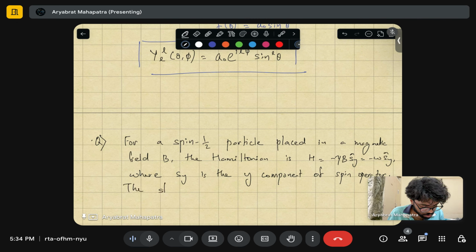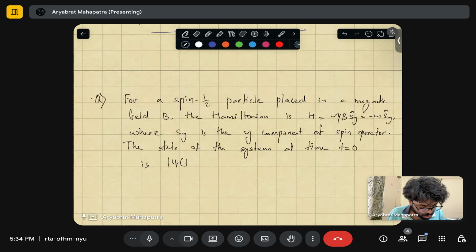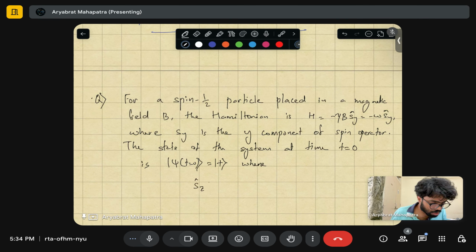The state of the system at t equals 0 is psi at t equals 0, equal to plus, where instead plus minus, h bar by 2 plus minus.